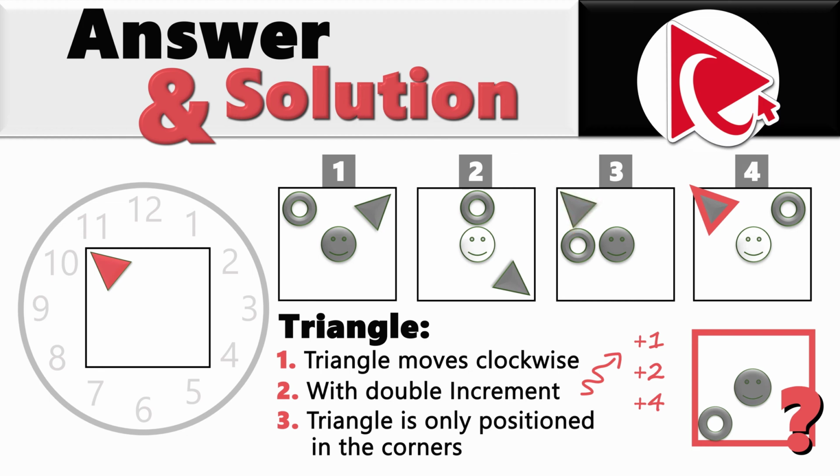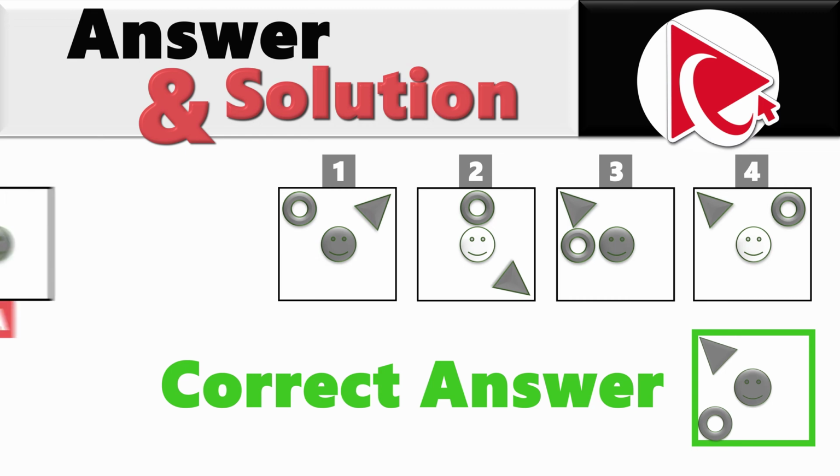And the next one would be +8. This is the final shape 5, where triangle will also be in the same spot. Based on this, we can conclude the correct answer is choice A.